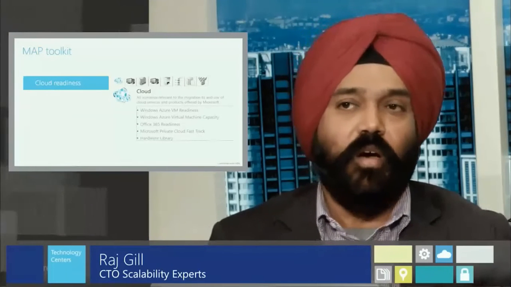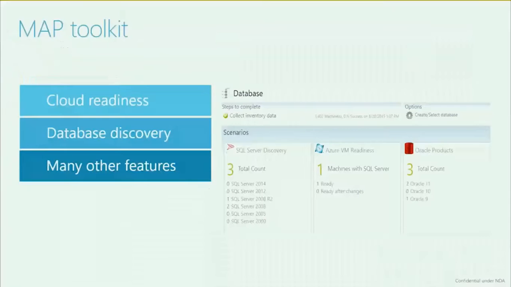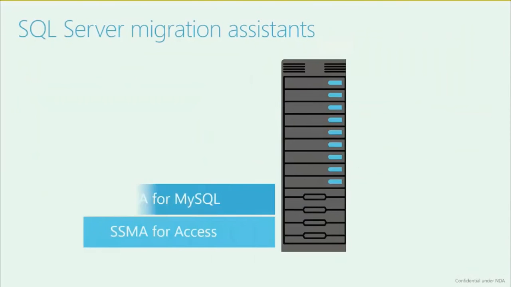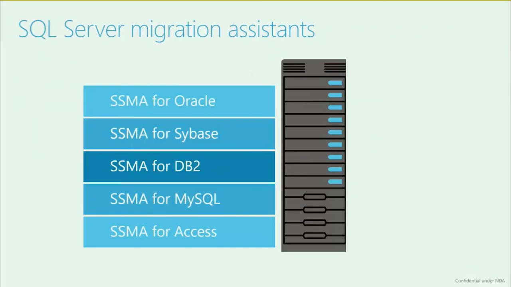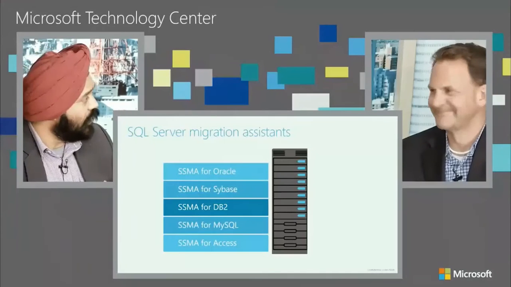So as we mentioned, MAP is a free tool. It's available. It does your database discovery. It has many, many features, and it can really allow you to get a good count of your Oracle environment and also your SQL Server environment. And then, SQL Server Migration Assistant is available in different flavors. I know we're focusing on the Oracle migration, but SSMA is also available for Sybase migration for customers who are interested in migrating from Sybase or from DB2 or MySQL or Access to SQL Server.